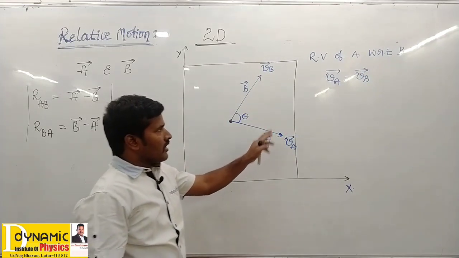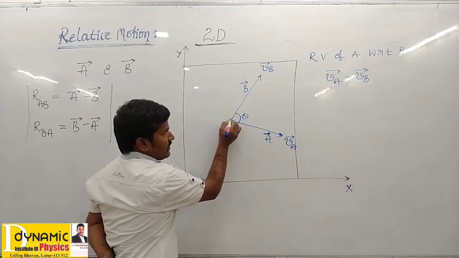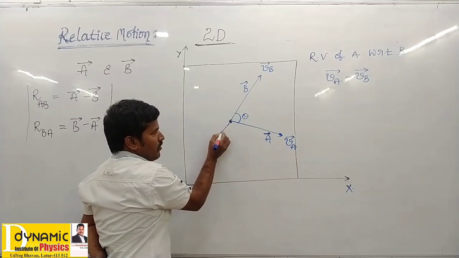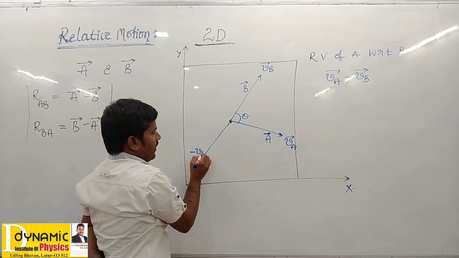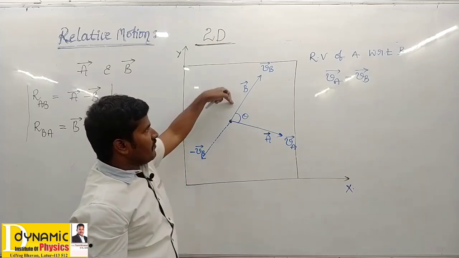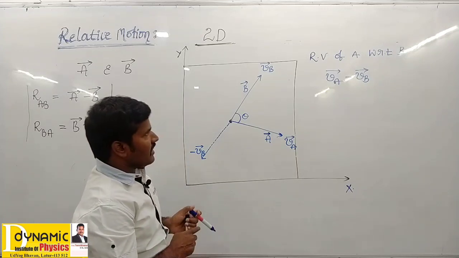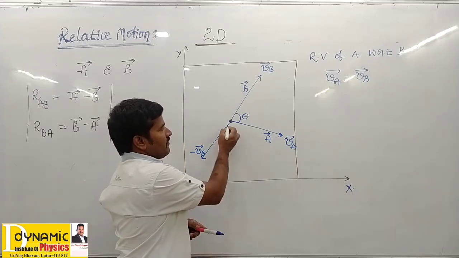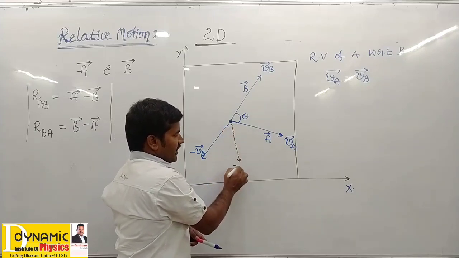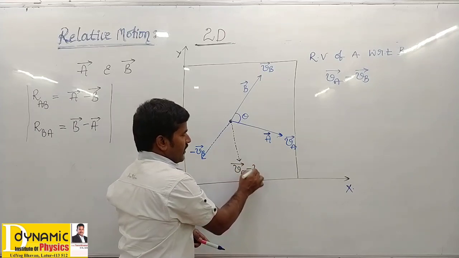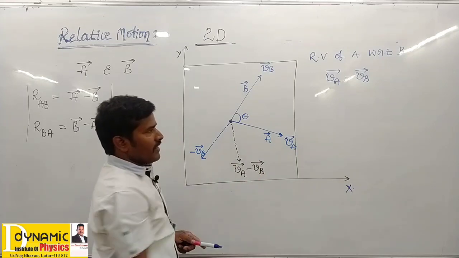What is the direction of this relative velocity? This is VA bar, but this is VB bar. The opposite direction indicates minus VB bar. So this is plus VB bar, this is minus VB bar. Then the relative velocity of these two combined is VA bar minus VB bar.